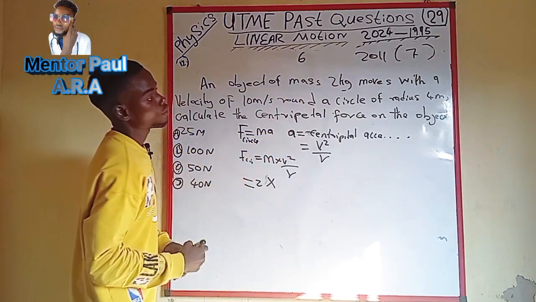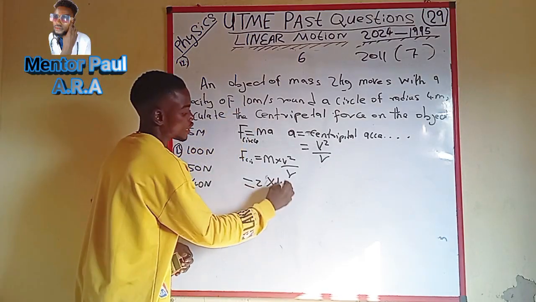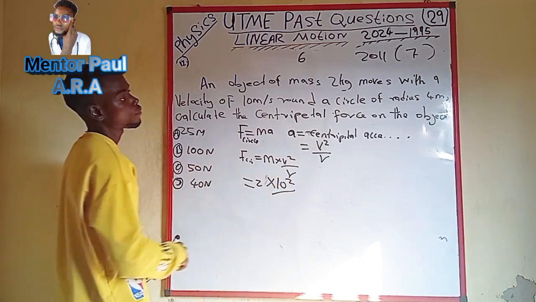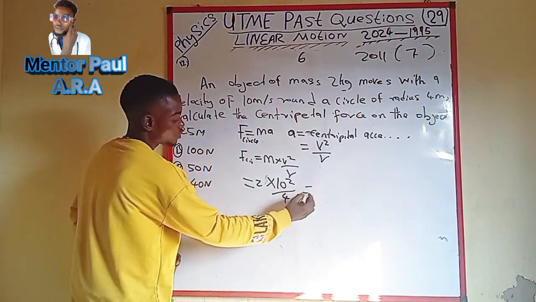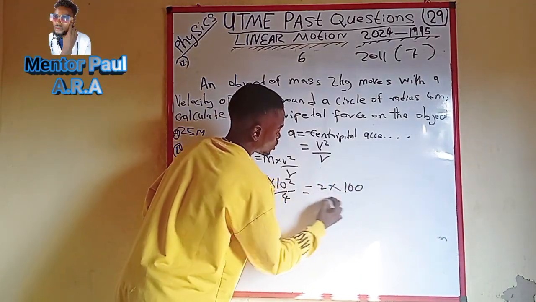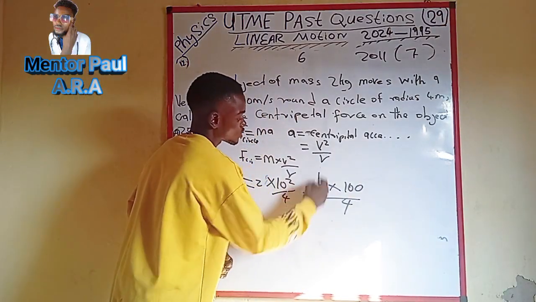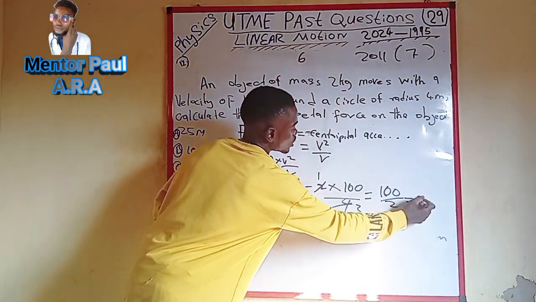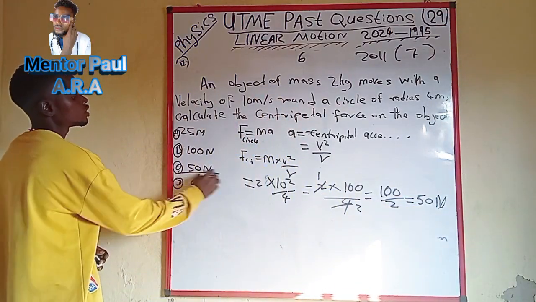Multiplied by the velocity, which was given as 10 meter per second, squared, all over the radius, which was given as 4 meter. So here we have 2 multiplied by 10 raised to the power 2, which is 10 times 10, giving us 100, over 4. Before we do this, we can use 2 to cancel here 1, to cancel here 2. This equals 100 over 2, which equals 50, measured in Newton. We have the centripetal force to be 50 Newton.